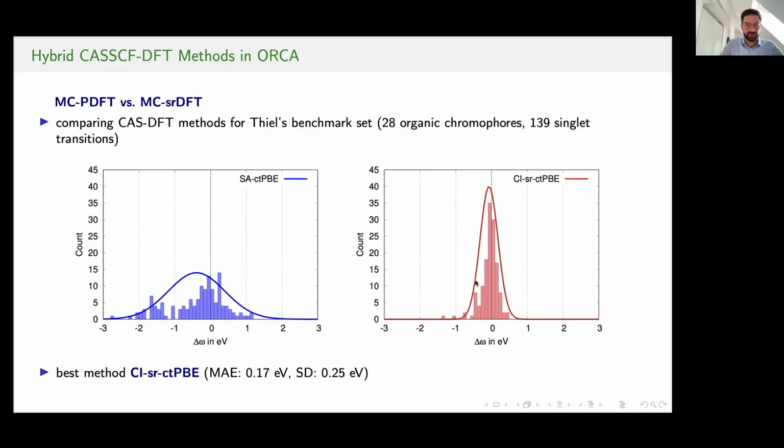Much better accuracy is obtained with our effective Hamiltonian approach using the short-range complex translated PBE functional, which seems to be the best of all the functionals that we have implemented so far. For the TL test set, it gives a mean absolute error of 0.17 electron volt and a standard deviation of 0.75 eV, which is in the same ballpark as single and multi-reference second-order perturbation theory methods.